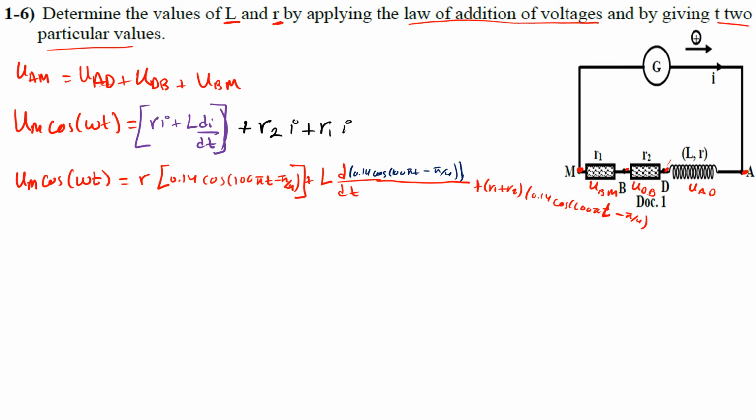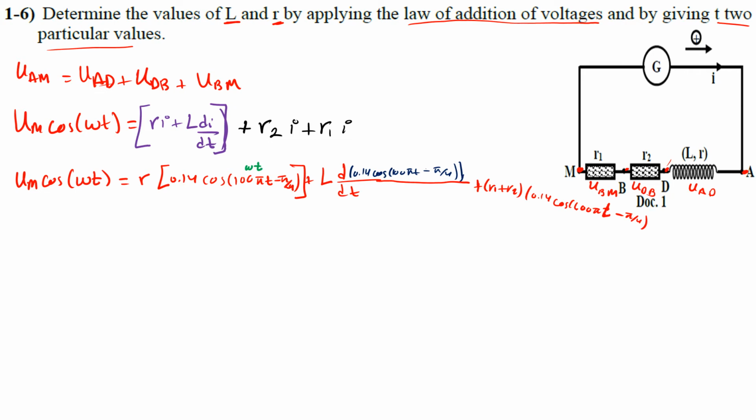I will take critical values or particular values for t. How do I choose them? I have to make sure that the values that I choose will simplify the equation. So let's see what I mean. For example, if I take omega t, so instead of 100 pi t, I take it as pi over 4, it will become cosine 0. Let me show you what I mean.